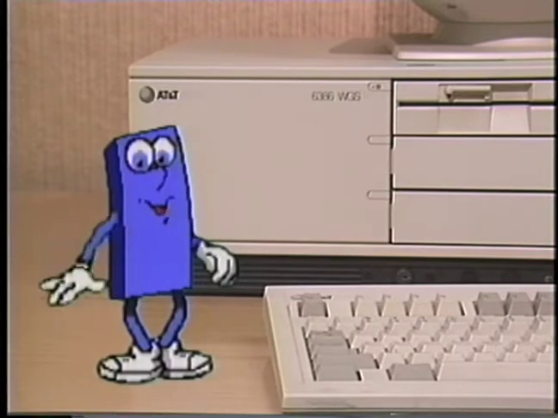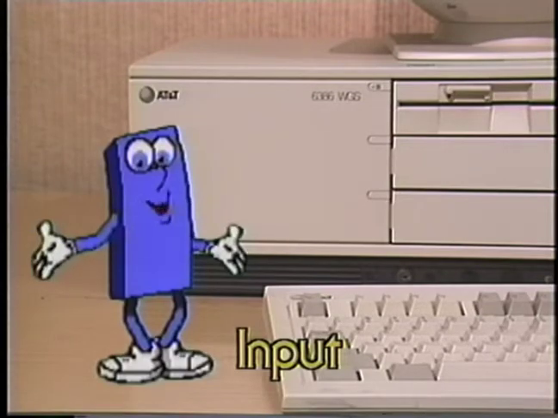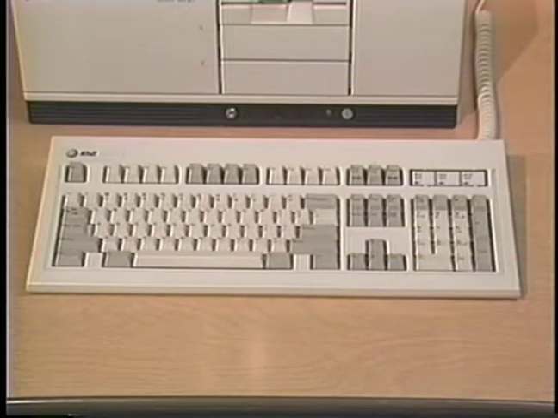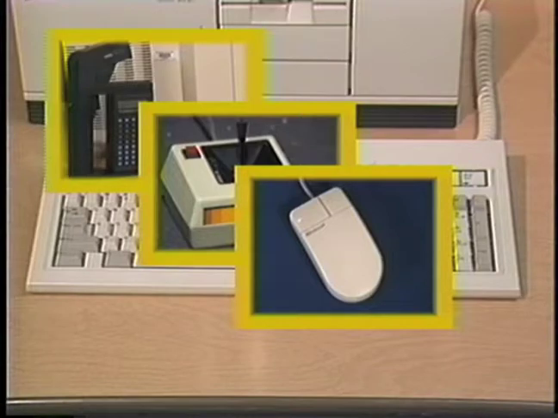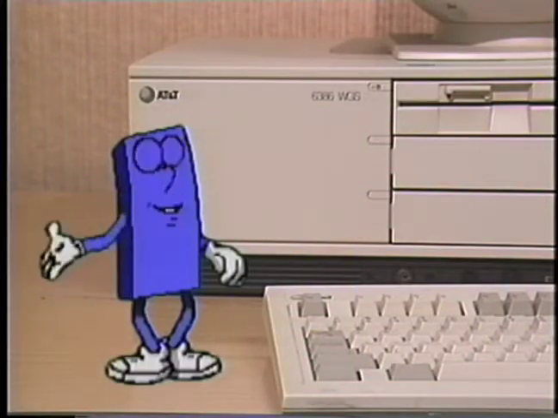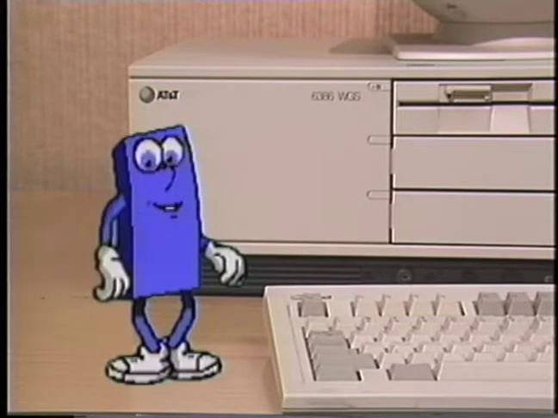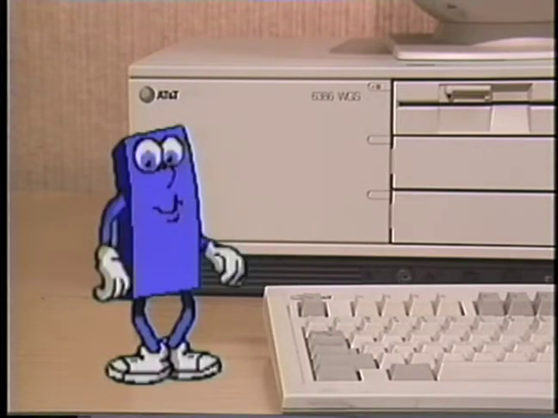The first function is input, the instructions and data that are fed into the computer. The keyboard is one type of input device. Other input devices include a barcode reader, joystick, mouse, and a touchscreen monitor. We communicate with computers through these input devices. But how does the computer understand what we're saying?